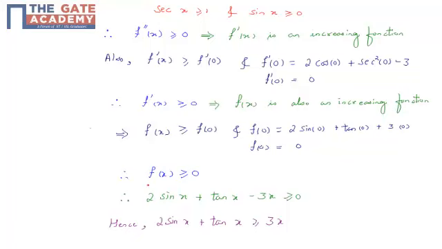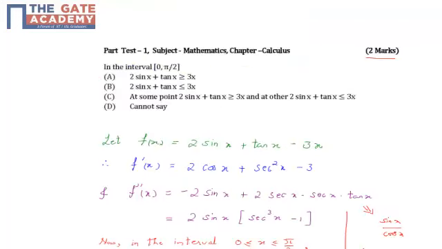Again substituting the value of f of x, we get that 2 times sin x plus tan x minus 3x is always greater than or equal to 0. Hence we can say that 2 times sin x plus tan x is always greater than or equal to 3x. That is, option A is the correct option.